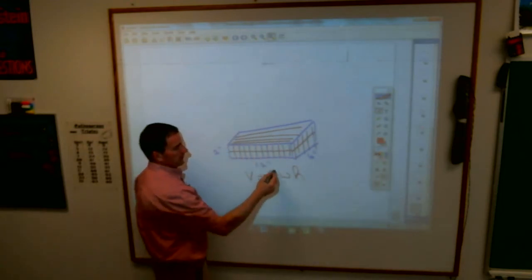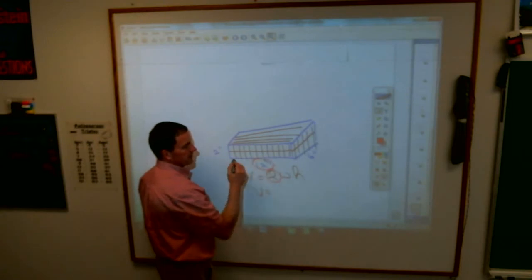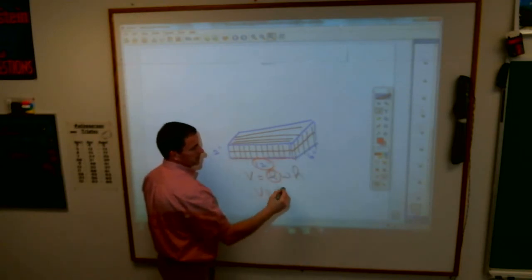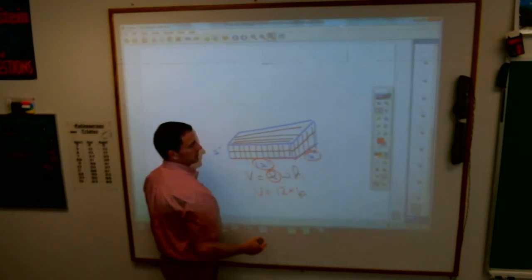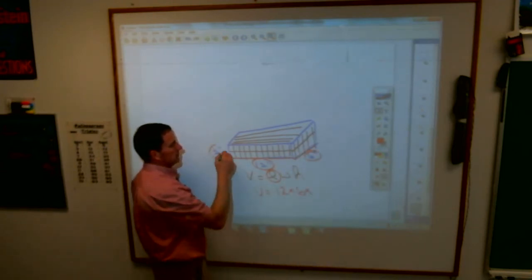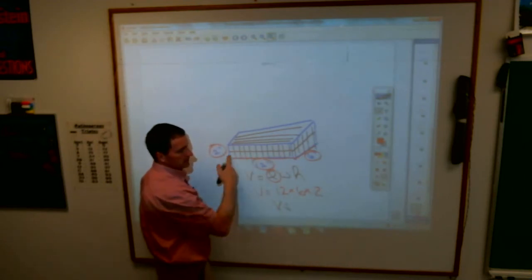What is the length? Remember, length is the long side on the bottom, so the length is 12 inches. What is the width? 6 inches. And what is the height? 2 inches. So guess how many cubes it takes to make this thing?